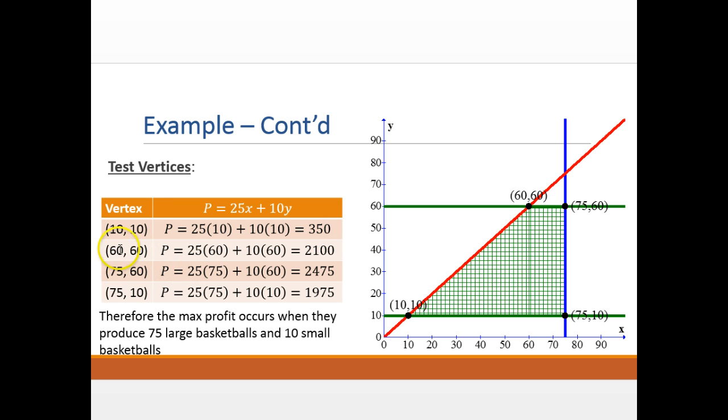If I made 60 large basketballs and 60 small basketballs, it'd be 25 times 60 plus 10 times 60, which is 2100. The vertex 75, 60 gives us 25 times 75 plus 10 times 60, which is 2475. And finally, the last vertex, 75, 10, gives us 1975. Therefore, our most profit is made when we produce 75 large and 60 small. The least profit is made when I produce 10 of each.